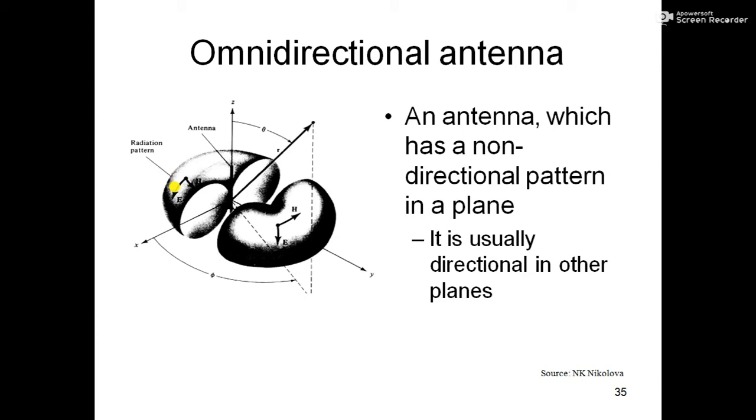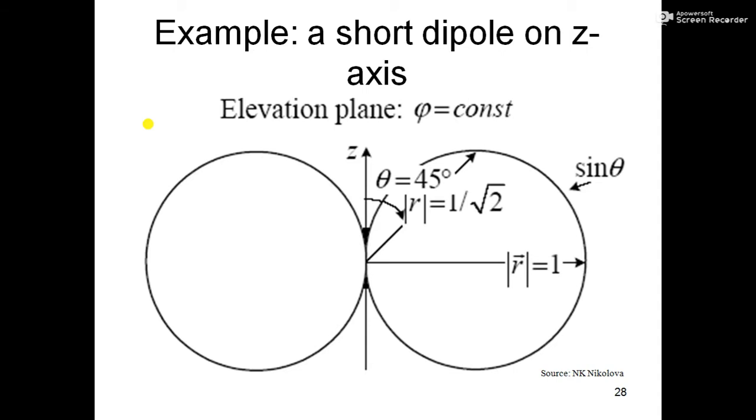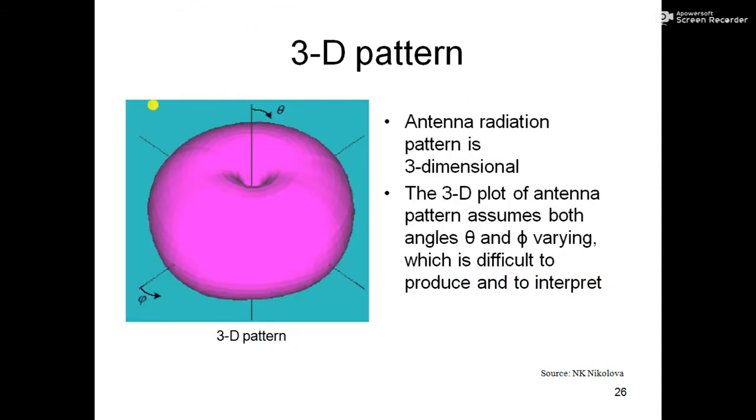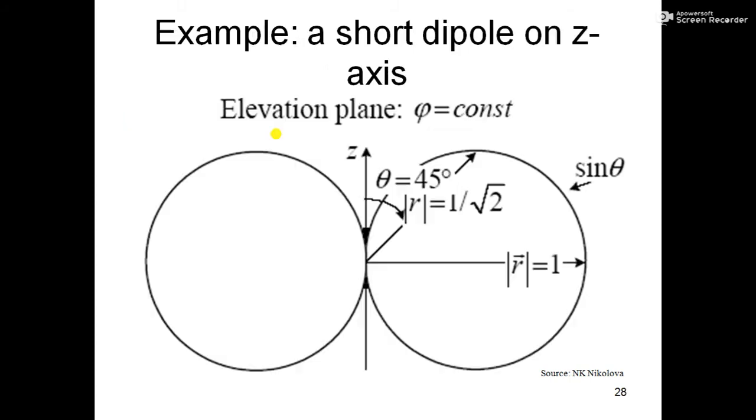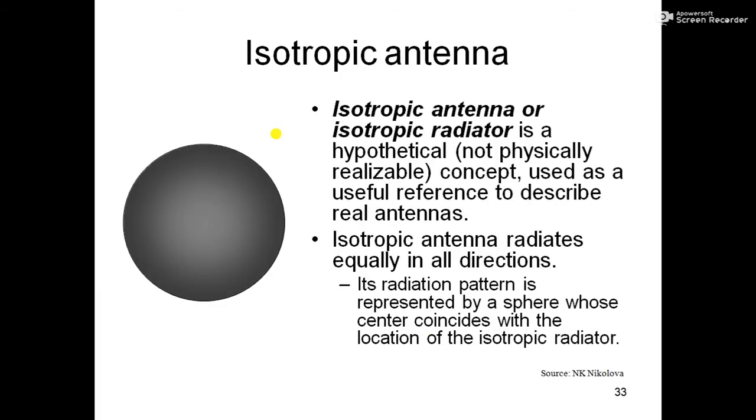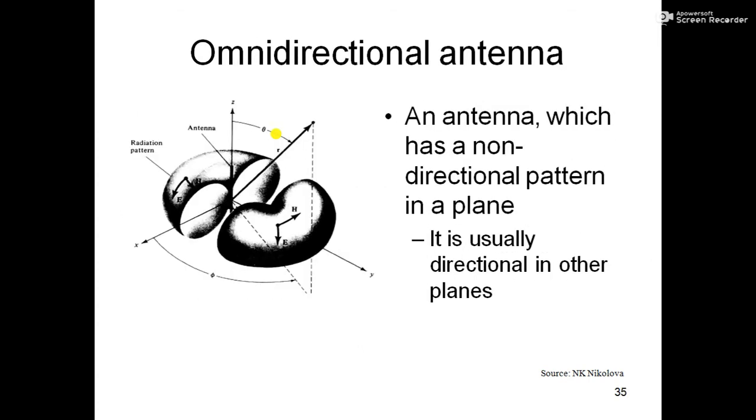Then there is something called an omnidirectional antenna, an antenna which has a non-directional pattern in a plane. For example, you can see this antenna that we studied a few minutes ago. Throughout the XY plane, it has uniform power. In just one plane, it has uniform power in all directions. These kinds of antennas are called omnidirectional antennas. Don't confuse the isotropic antenna with the omnidirectional antenna, because isotropic antennas transmit the same power in all directions in all planes, but an omnidirectional antenna transmits or receives the same power in all directions in just one plane.